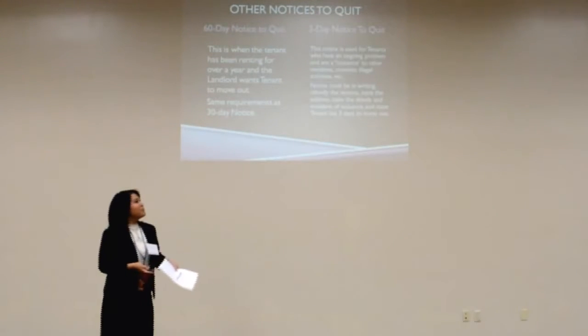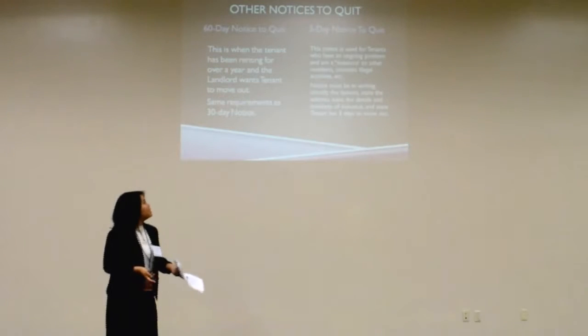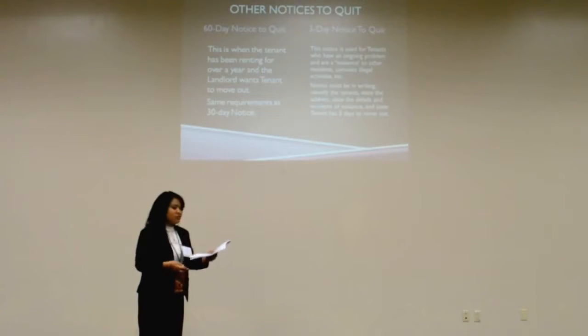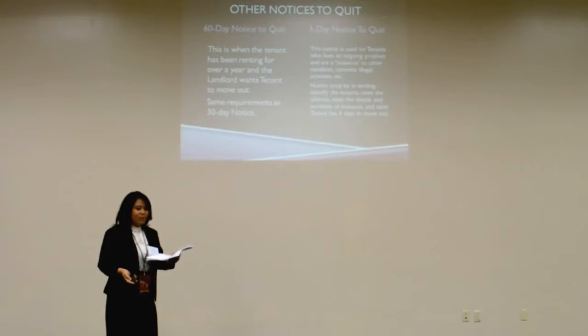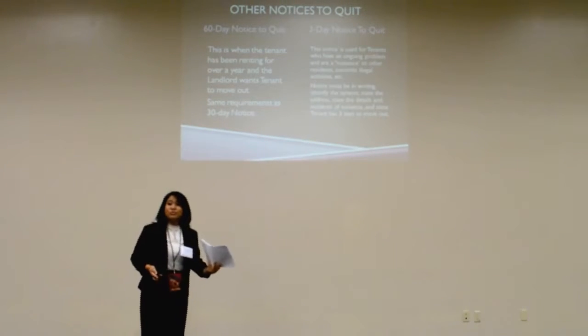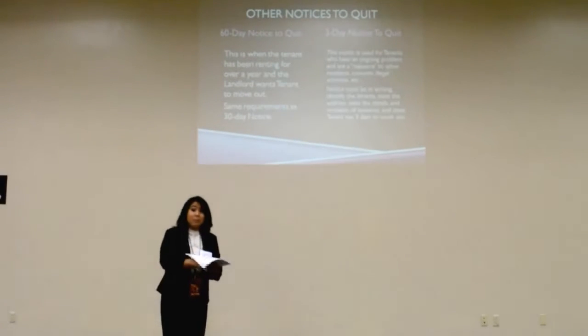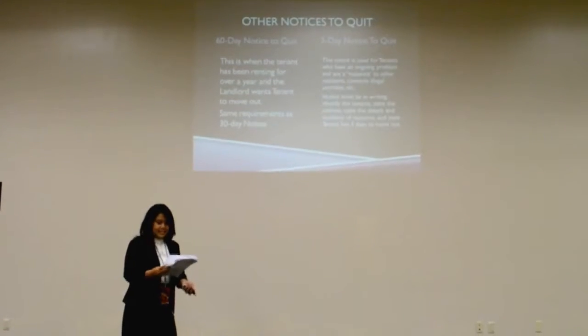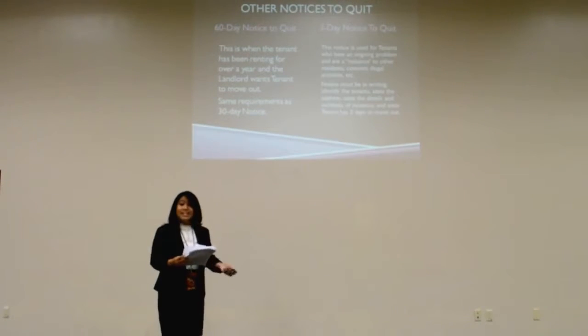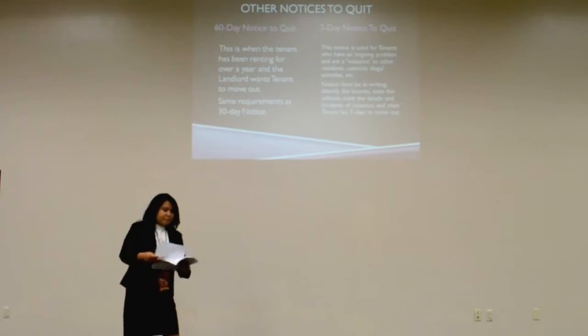Okay, so to continue, we're going to do the 3-day notice to quit. And this is the general 3-day notice to quit, which is for tenants who have an ongoing problem and are a nuisance to other people, usually when you commit illegal crimes on the property. So that's when they give that. And it has to be in writing, identify the tenants, state the address, the details, and the incidents of the nuisance, and state the tenant has 3 days to move out.